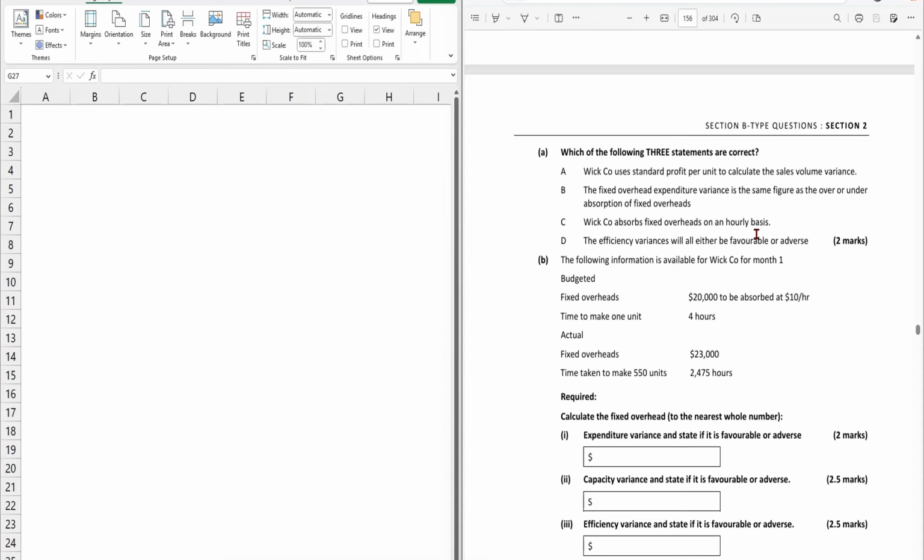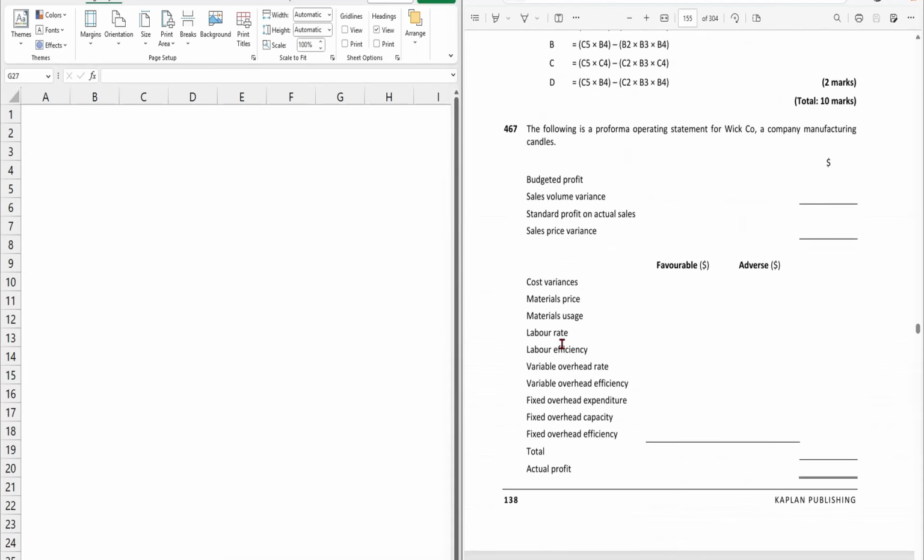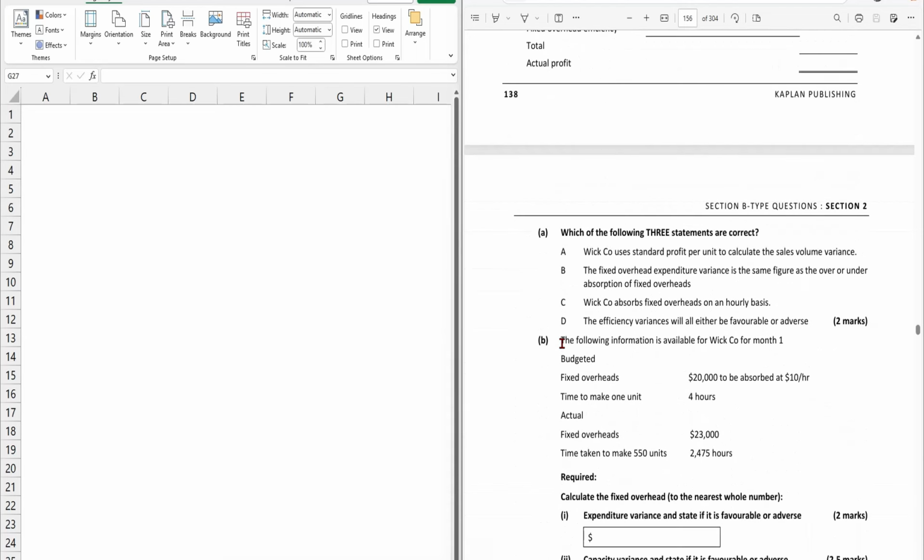So if the company is using an hourly basis, that's fine, it could be true, right? So you can see there is labor variance as well, so they can use the hour basis. Obviously they are making the candle, so this is the correct statement. And the last one is efficiency variance will either be favorable or adverse, and this is again true. Why? Because whatever variance you calculate, including the efficiency one, it could be favorable or adverse. Okay, so that's why this statement is true.